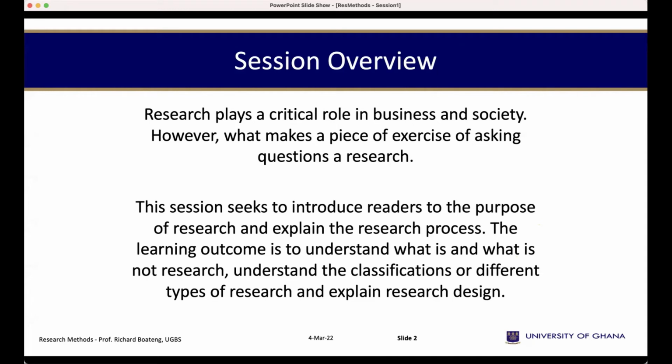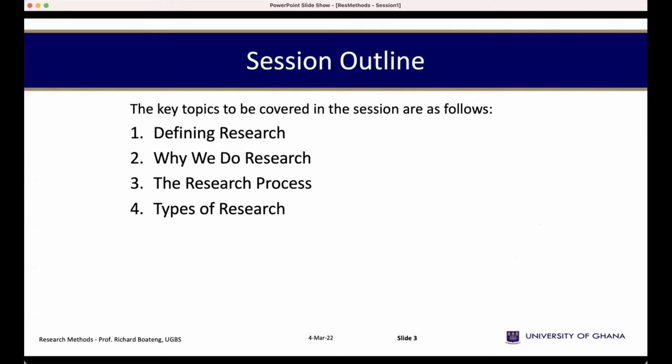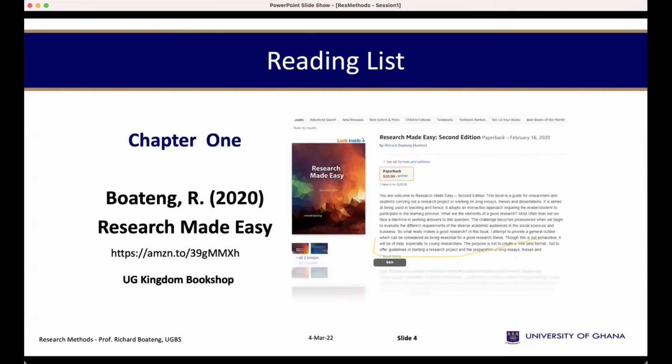By the time we finish this session, my objective is to introduce you to what research is and the purpose of research. I'll also try to let you appreciate what is and what is not research and understand the classifications of the different types of research. So my section outline has to do with defining research, why we do research, the research process and types of research. So four key things that are there.